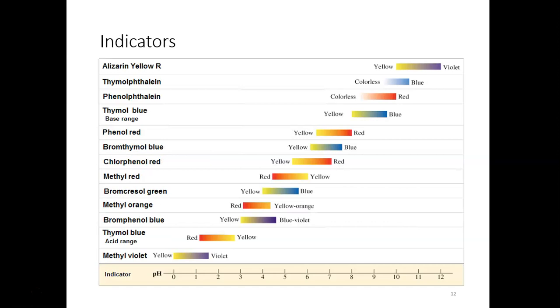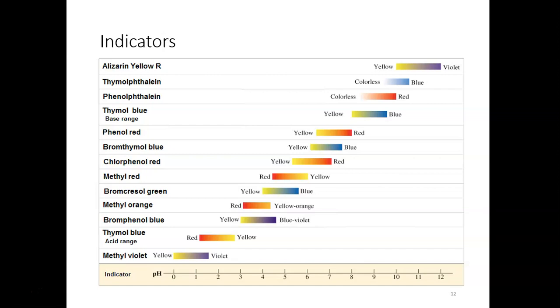This is just a snapshot of some indicators that we use. Okay, and they change at all different pHs, and they have all kind of different color changes. So one of the reasons that phenolphthalein is a really useful indicator, you can see it up here, is that it goes from colorless to colored. So that's a little easier to see than something that goes from, say, yellow to blue.